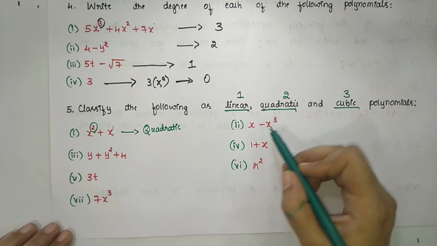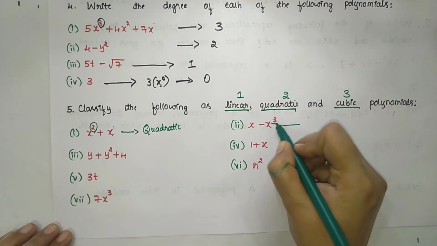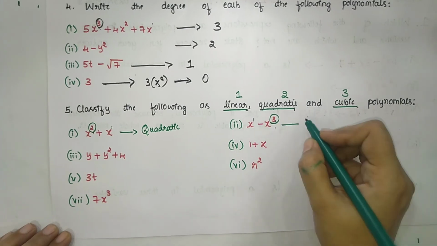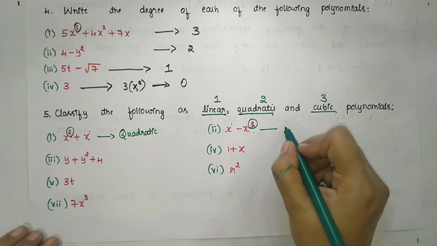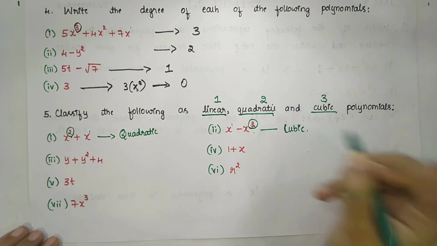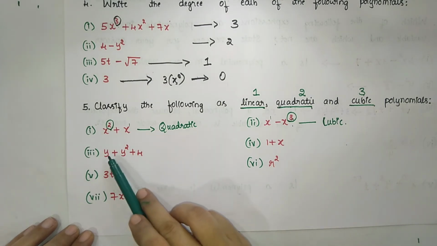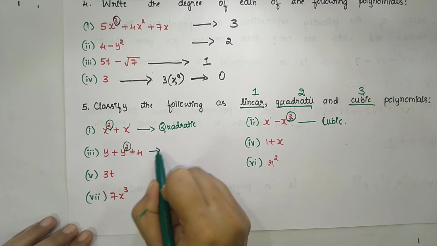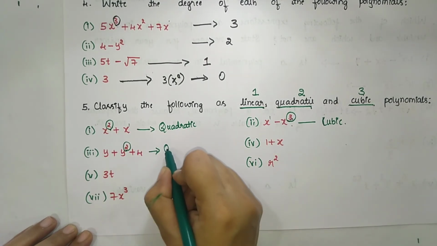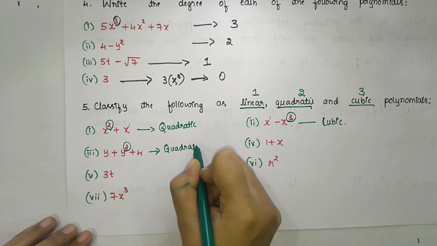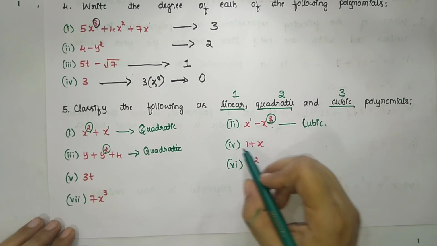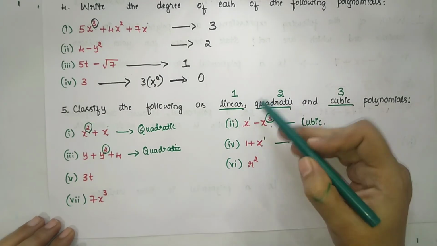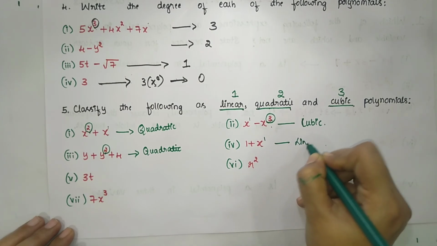The second question is x minus x cube. Here the degree of the polynomial is 3, that is, the highest power of the variable is 3. So if the degree is 3, it is called a cubic polynomial. In the third question we have y plus y square plus 4. Here the degree is 2, and if the degree is 2, we call it a quadratic polynomial. The fourth question is 1 plus x. So the degree is 1, and if the degree is 1, we call it a linear polynomial.